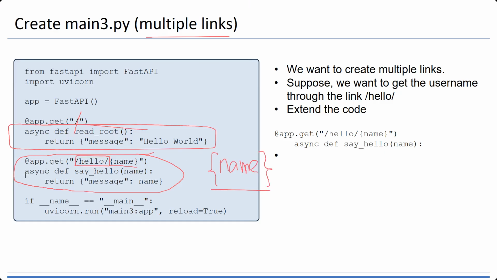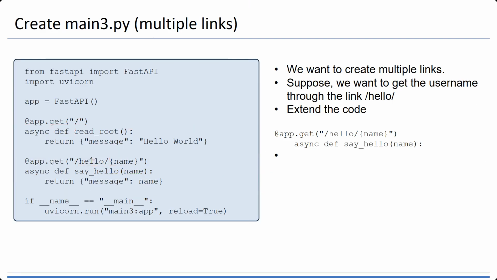And then we have a new function, def say_hello(name). As you know, this is a function in Python, def, and then we have one parameter which is name. So whenever you put the name here, then you will show the name in your message. So that's how we deal with this link. Now let's take a look.